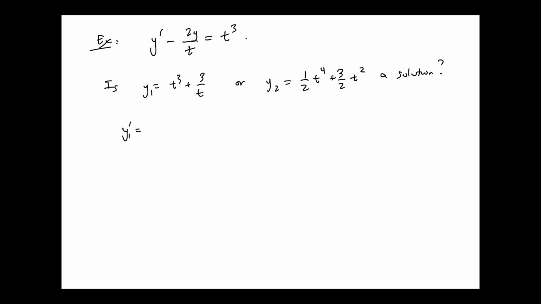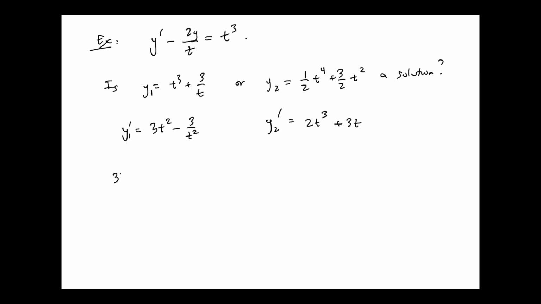So what's the derivative of each of these two functions? What's the derivative of the first one? 3t squared minus 3 over t squared, right? And what about the second one? Okay, so now substitute each of those into the given differential equation.